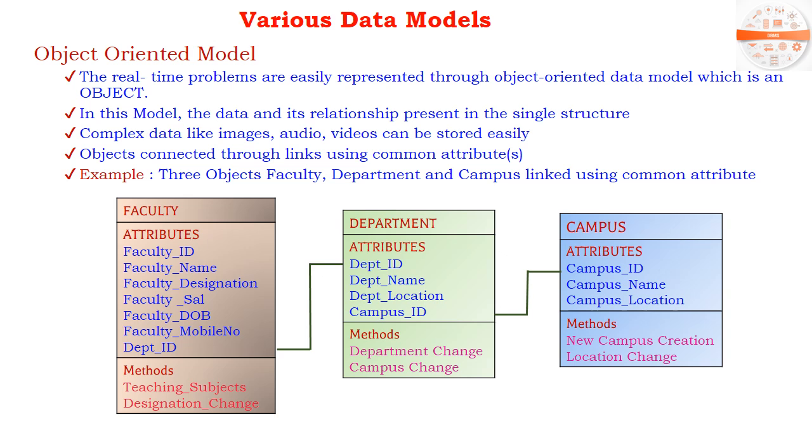The remaining data you can prefer the previous model. So this model is specifically designed for complex objects, for example, images, audio, video, like that. The objects are connected through links using common attributes. For example, the three objects, faculty, department, and campus, are linked using common attributes. Each object we are going to represent as a rectangle box divided into three portions. First one is the name, second one is the attributes, and last one is the methods.